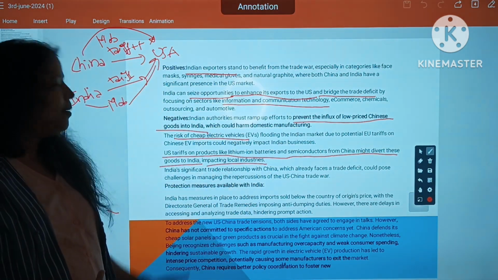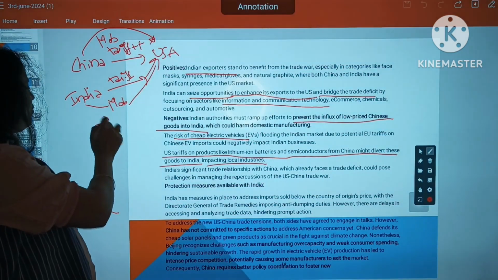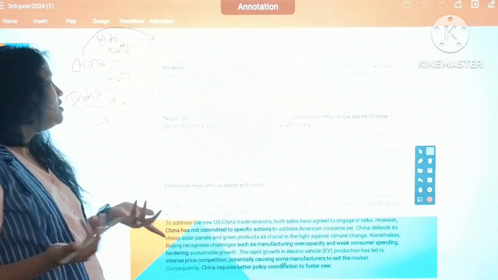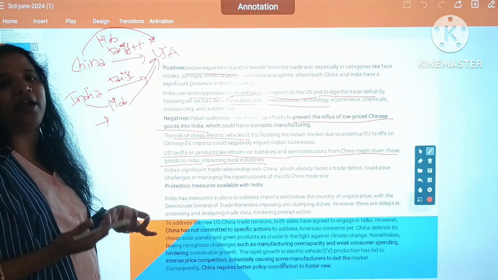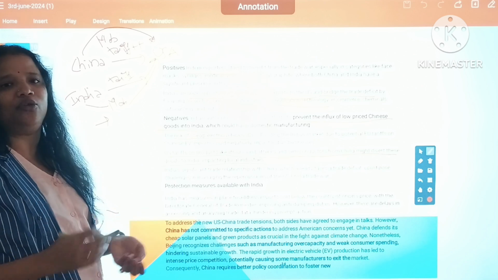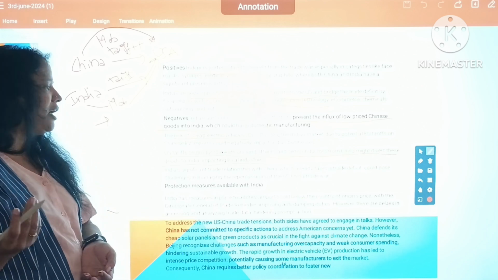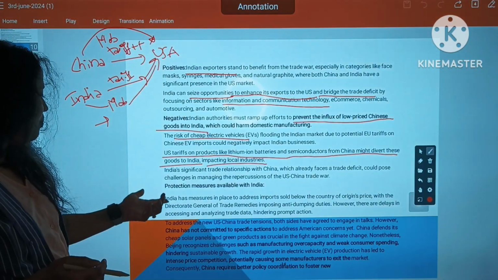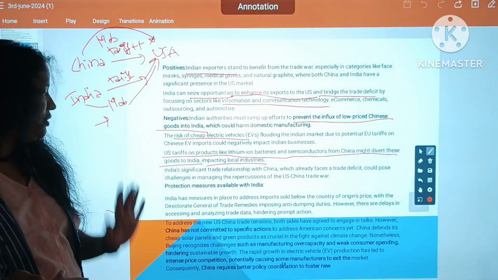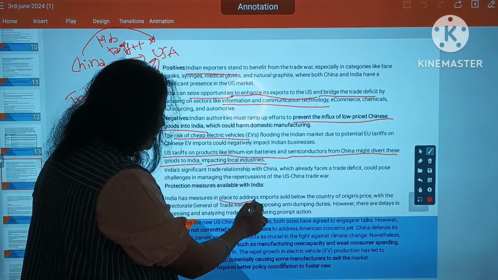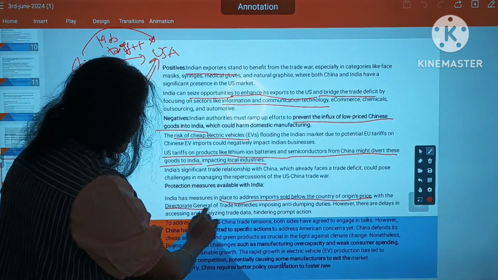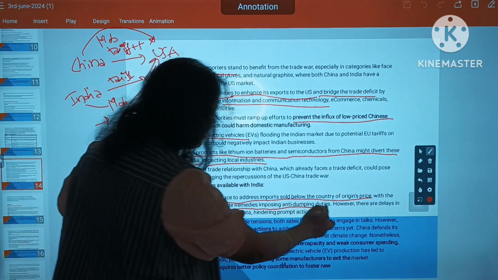Suppose low quality batteries are used in a vehicle, what will happen? Suppose you are going on a long trip, the battery will exhaust, and you will sit there only till the battery gets charged. If you are using a low quality battery in your mobile, what happens after some time? It will power off. So the same thing. And protection: what protection measures are available for India now to solve this problem? To address imports sold below the country's original price, the Directorate General of Trade Remedies imposes anti-dumping duties.